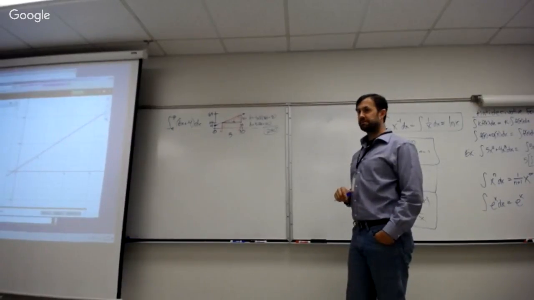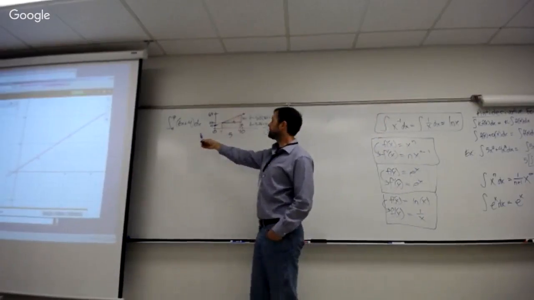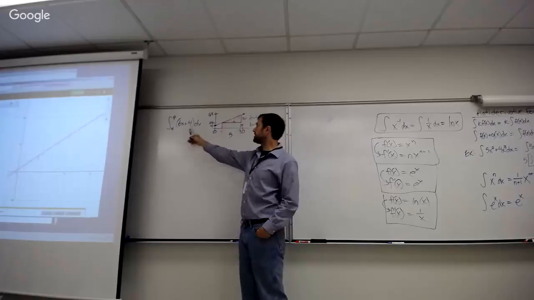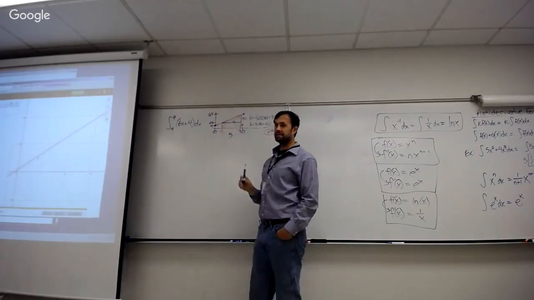And then what's one other reason? To draw the graph? Yeah, to visualize what this is really doing. That's what we're actually doing here. We're finding the area between 4 and 9 of that function, between the function and the x-axis.